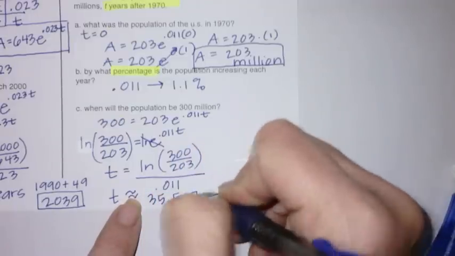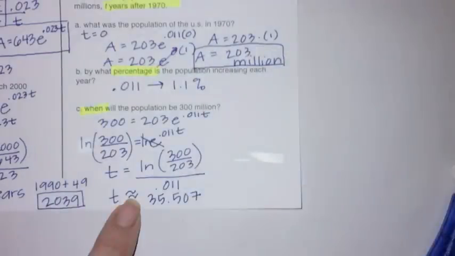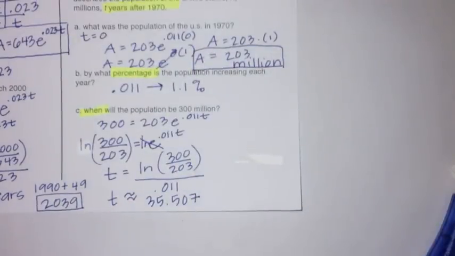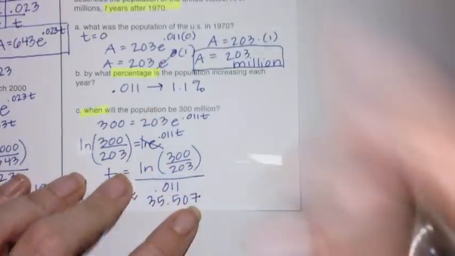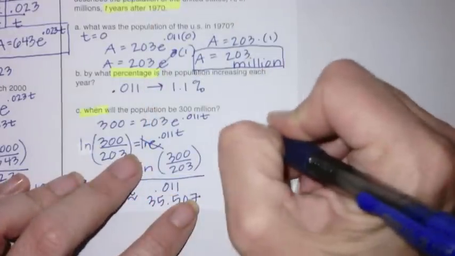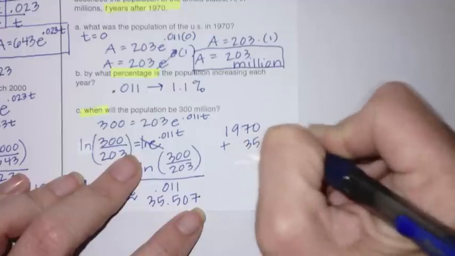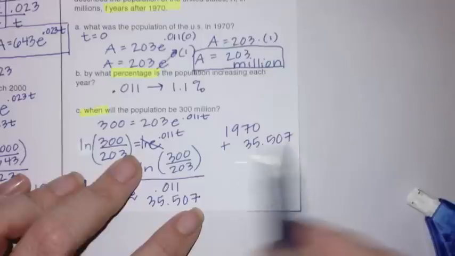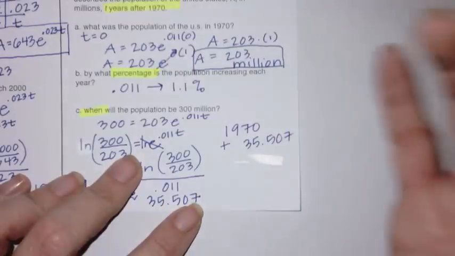35.507 years. But it says when, so it's not saying how long, it's saying when. So we have to figure out what was the initial year, and I have it highlighted, T years after 1970. So 1970 plus our 35.507 years. We're still in this year right here. It hasn't made it up to the 36th year.